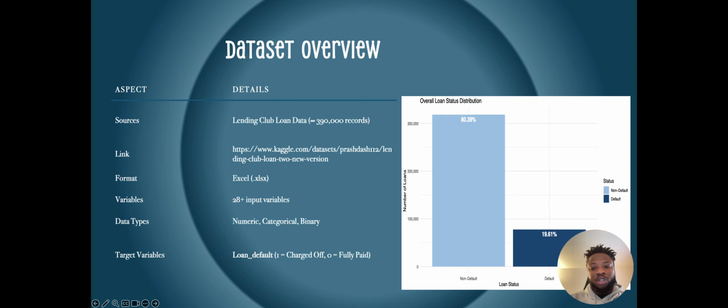My target variable is the loan default, where 1 represents a charged-off loan and 0 represents a fully paid loan. The bar chart to the right shows the overall distribution, where about 80% of the loans are non-default and 19.6% are default. This imbalance highlights why accurate prediction is important.